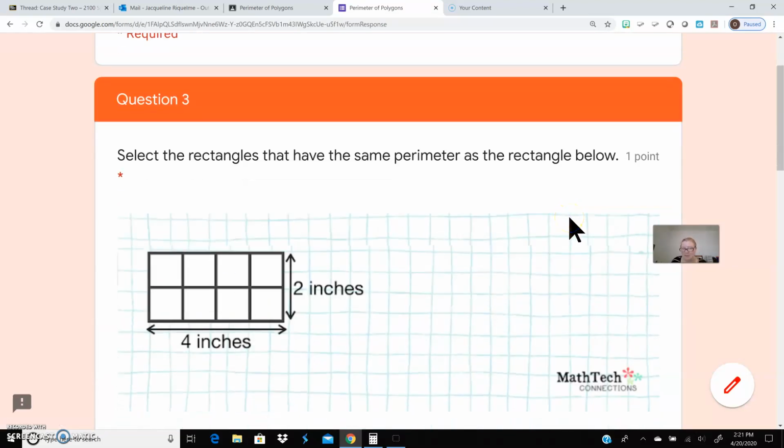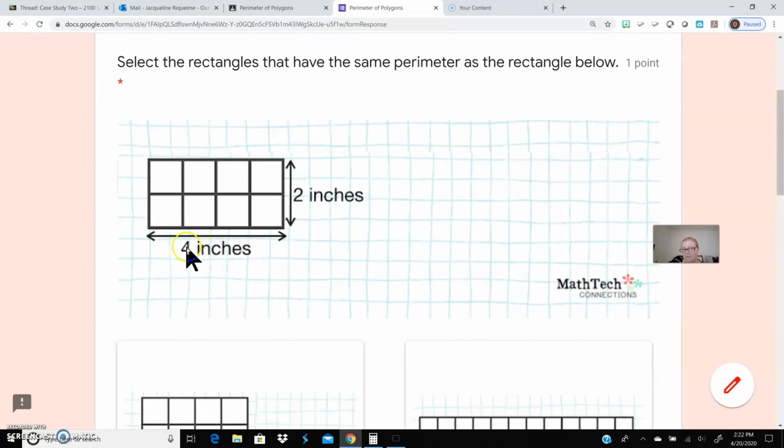Question number 3. Select the rectangles that have the same perimeter as the rectangle below. So I need to figure out what the perimeter is of this shape. Notice that it says select the rectangles. That's plural. Some of you are going through it and selecting one answer. You need to select all that will apply. So the first thing I'm going to do is figure out the perimeter of this rectangle.